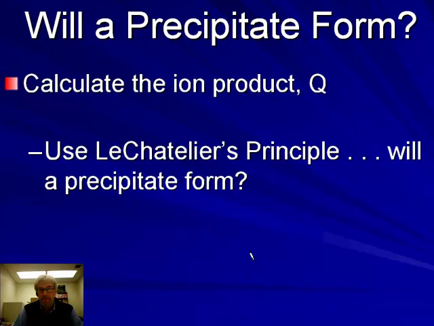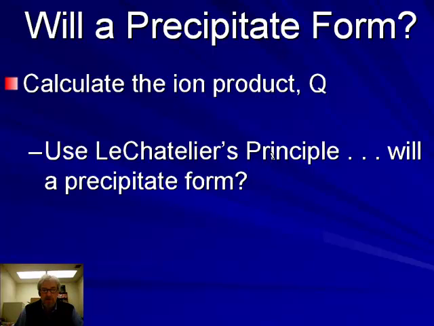One of the real common applications of KSP is using it to determine if a precipitate is going to form if you put together two solutions that have ions that have the potential to precipitate. So here's how you do it. The first thing you want to do is find the actual value of the ion product, Q. Now remember Q, we haven't worked with this for a while, but Q is pretty much the same as KSP, except it's under actual conditions, not at equilibrium necessarily. And then you use Le Chatelier's principle to predict will a precipitate form or will a precipitate not form.